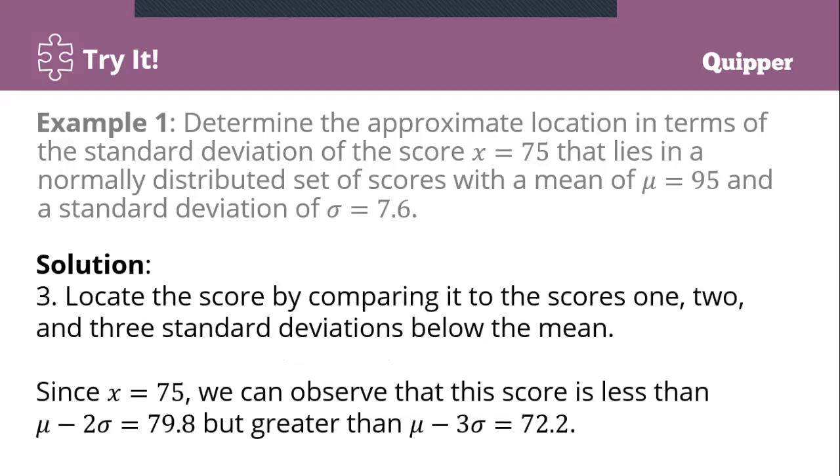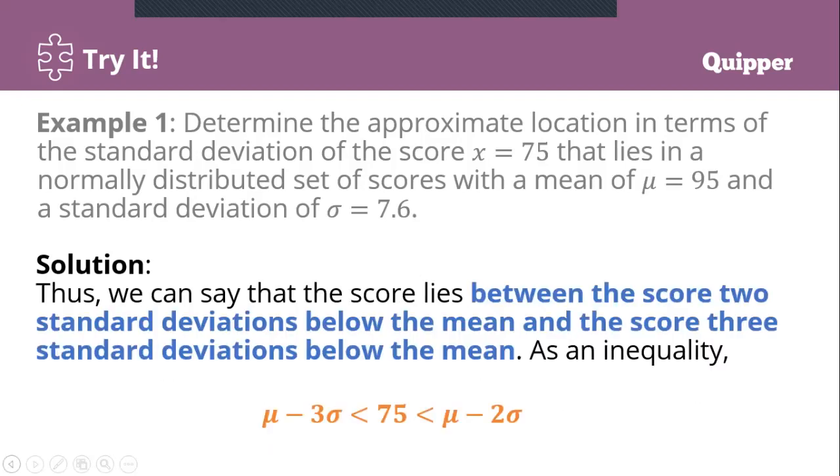So locate the score by comparing it to the scores 1, 2, and 3 standard deviations below the mean. Since x is 75, we can observe that this score is less than the mean minus 2 standard deviations, which equals 79.8, but greater than the mean minus 3 standard deviations, 72.2. Thus, we can say, class, that the score lies between the score 2 standard deviations below the mean and the score 3 standard deviations below the mean, as an inequality.